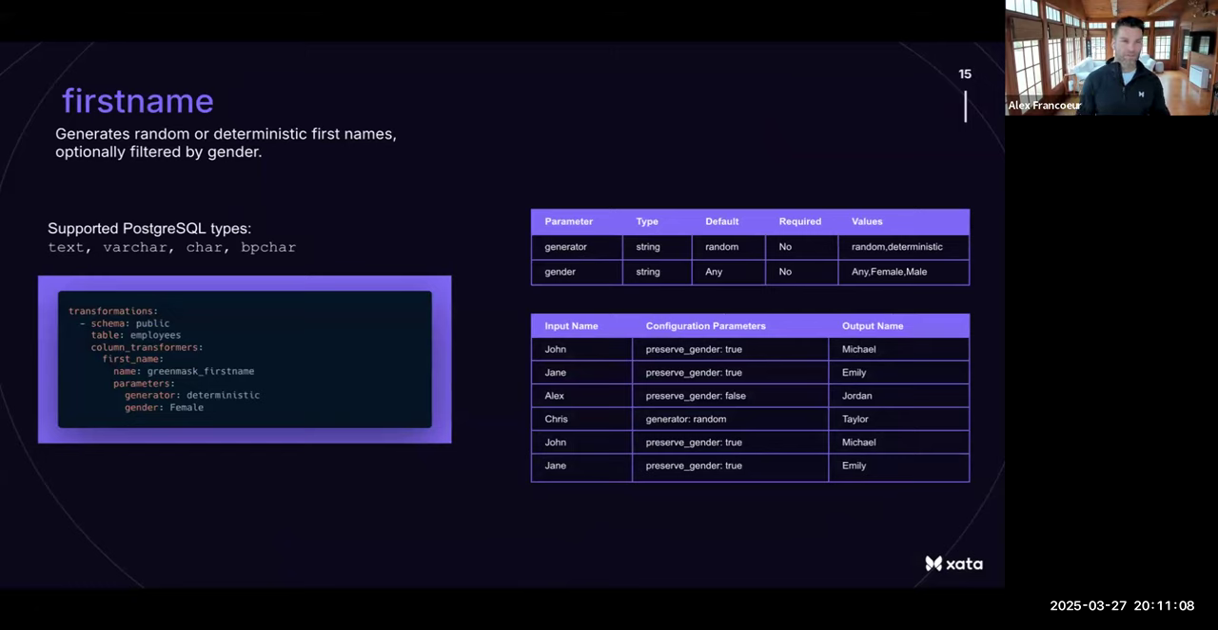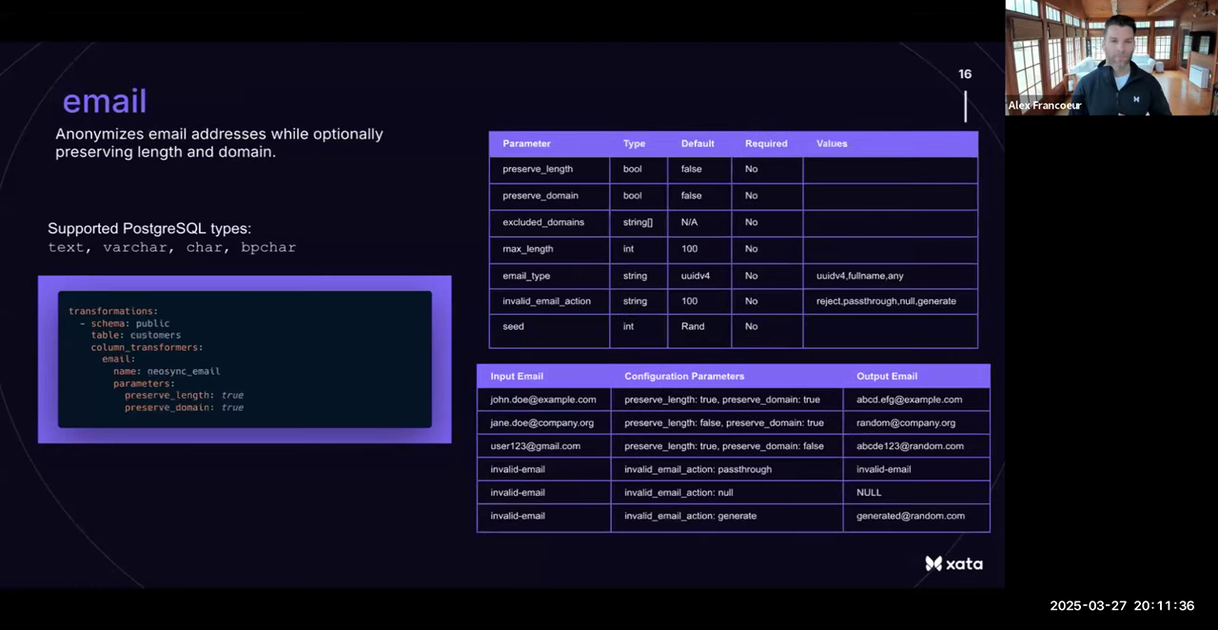Just as a quick introduction, I'll provide a few examples of what some of these transformers look like for anonymization. In this example, a first name transformer takes a few configuration parameters, a generator and a gender. When the generator is set to random, it will provide any value. When it's set to deterministic, it'll persist the relationships. And you can take gender into account during the anonymization if it impacts your app, for instance. There are some example inputs and outputs here, but this is a super simple transformer.